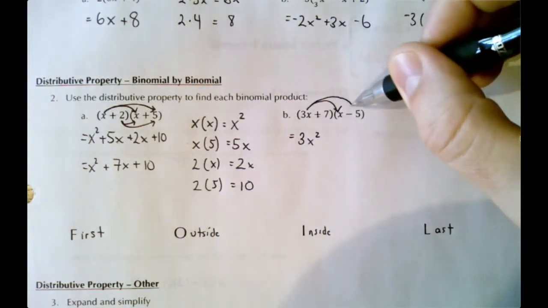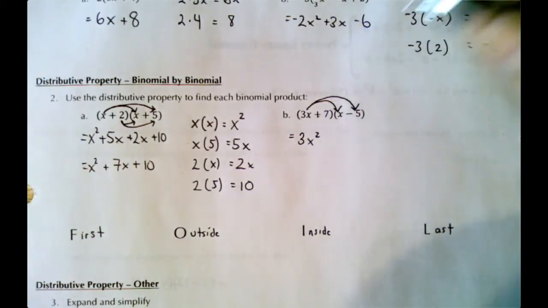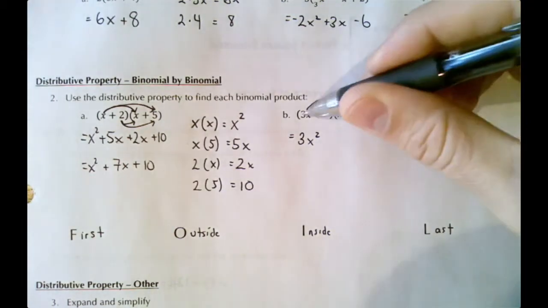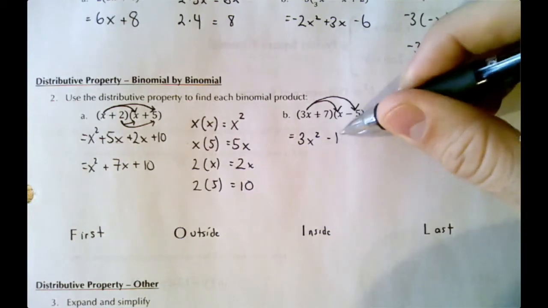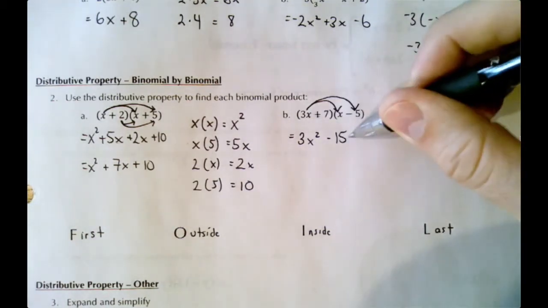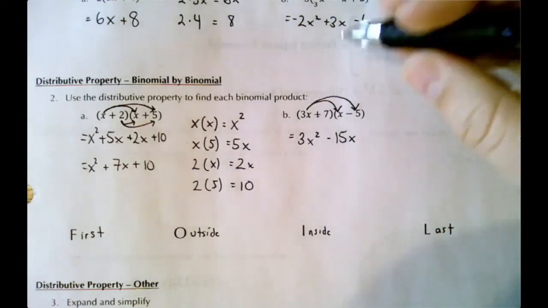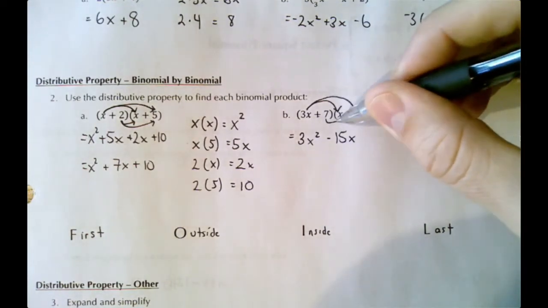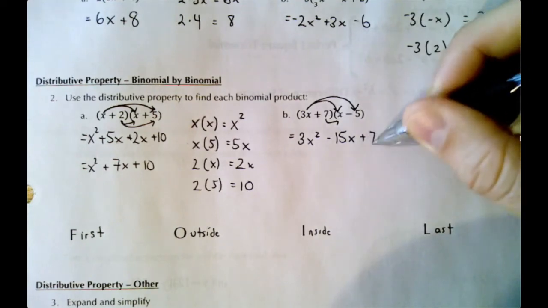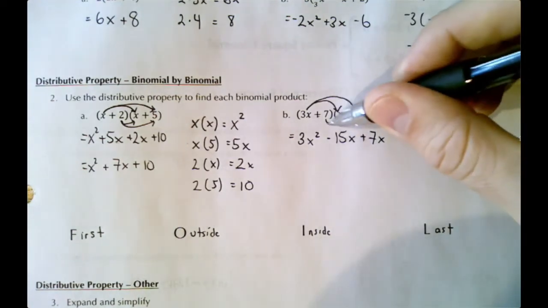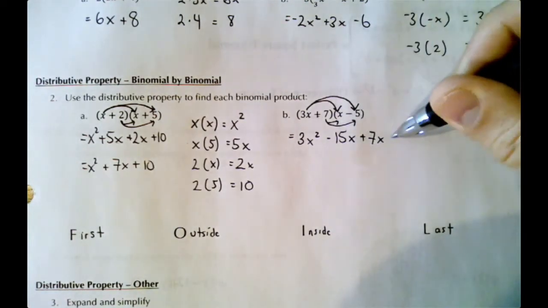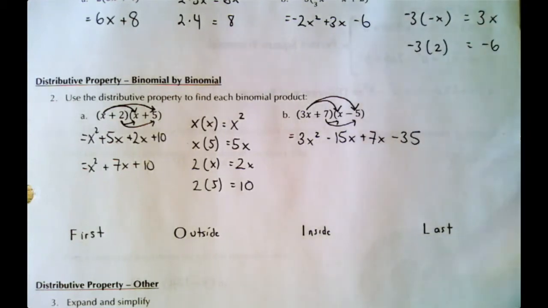Next multiplication would be 3 times negative 5. Sorry, 3x times negative 5. 3 times negative 5 is negative 15, and we just have a single x. So that's the F and the O of FOIL. Now let's do the I and the L. 7 times x would give us 7x, and 7 times negative 5 would give us negative 35.